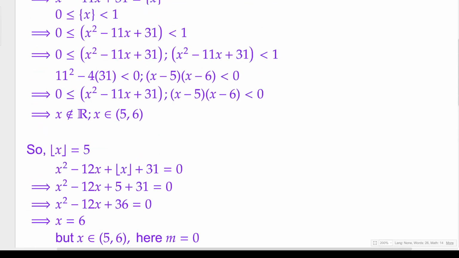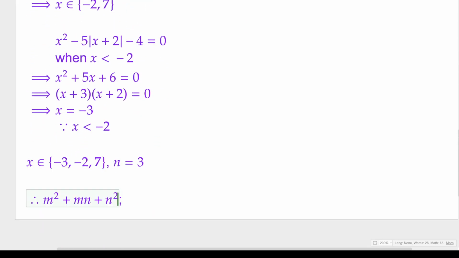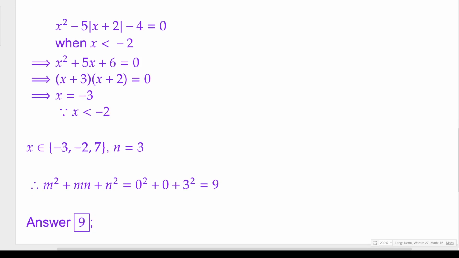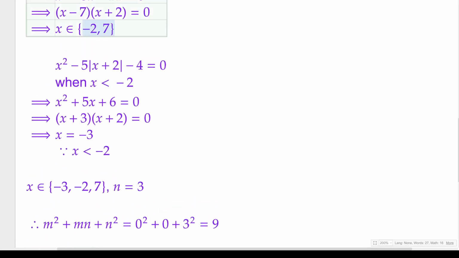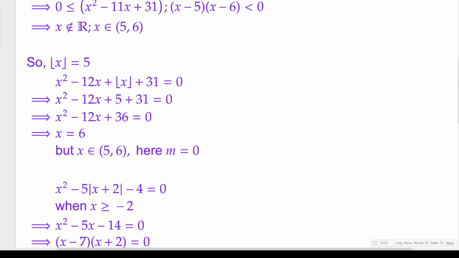So finally we need to compute this particular value. The value of m is 0, so 0 square, or 0 multiplied by m, is anyway 0, and n square is 3 square, since 3 values are there for x for the next equation. Therefore 9 is the answer for this problem statement. Based on the situations and constraints, for the first equation I didn't get any value, so m was 0 because no real roots were satisfied. But for this one, the acceptable values are negative 3, negative 2 and 7, so n is 3, and hence on solving this we get 9 as the final answer for this problem statement.